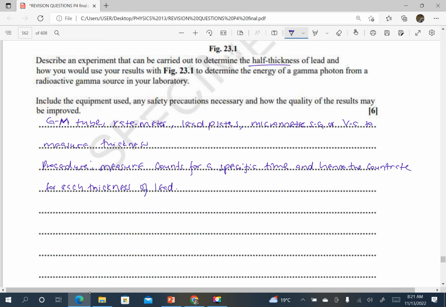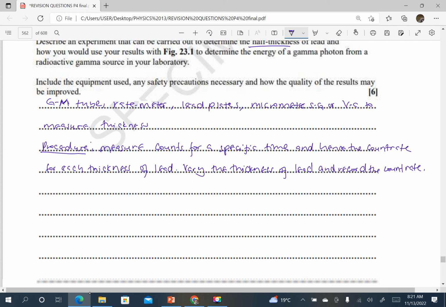Of course, we shall vary the thickness of lead and every time record the count rate. So that is the simple procedure we shall need.